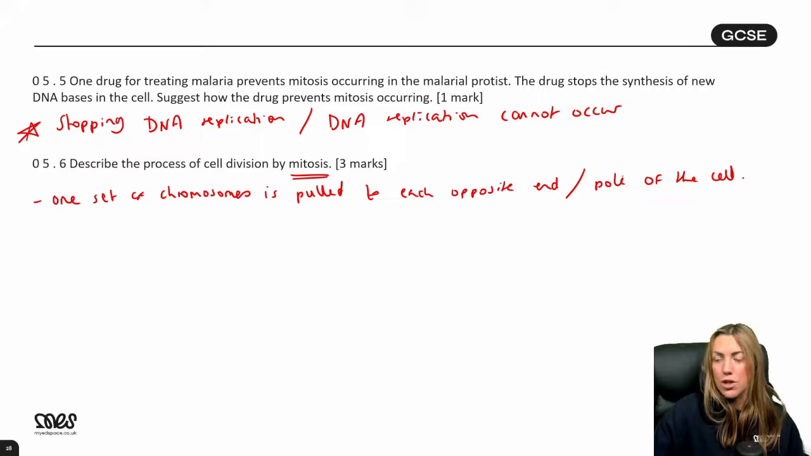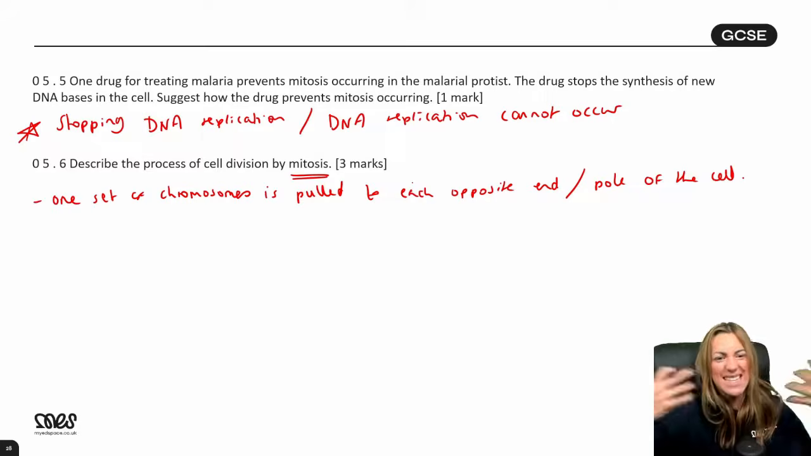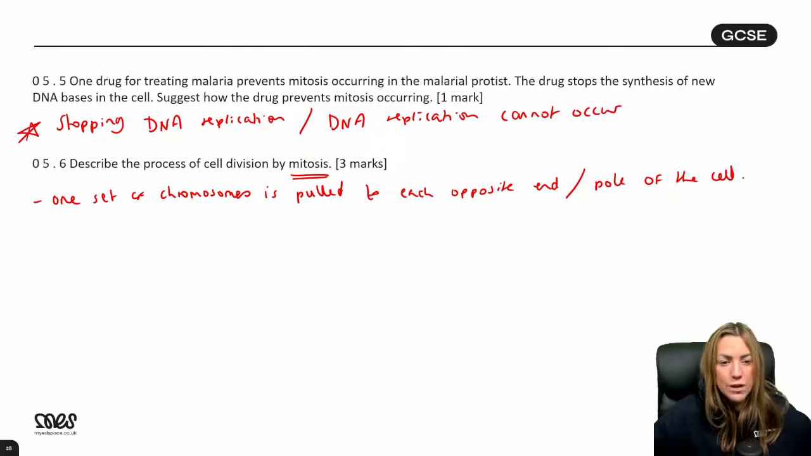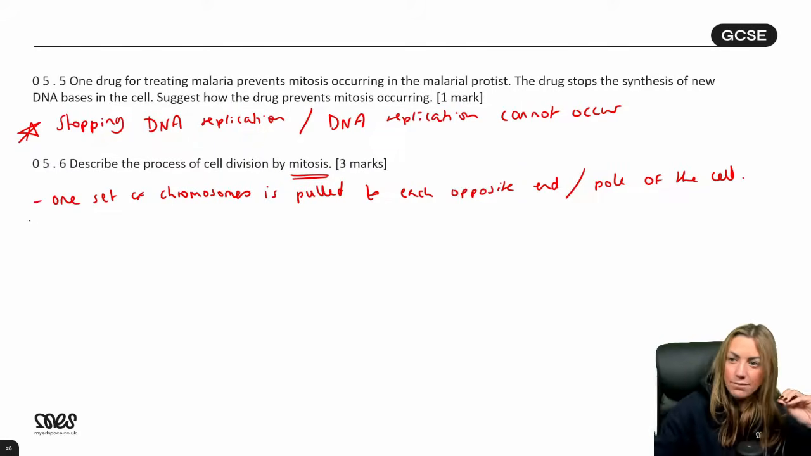For example, you can't just imply that the chromosomes are moving on their own. You have to convey the idea they're being pulled, because it is the spindle fibers that are doing it, right? They're being pulled or moved. You also have to convey the idea that they're going to opposite ends or opposite poles of the cell. So one set of chromosomes will go that way, one set of chromosomes will go that way. They're being pulled to opposite ends or opposite poles of the cell.